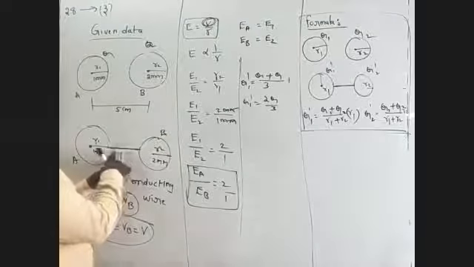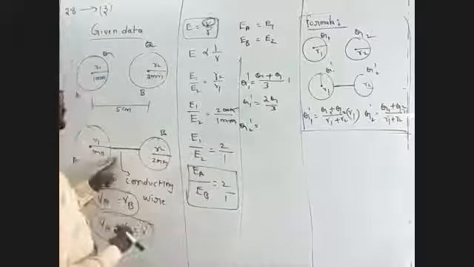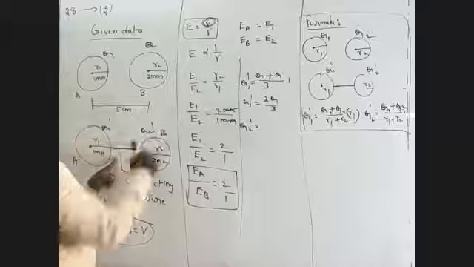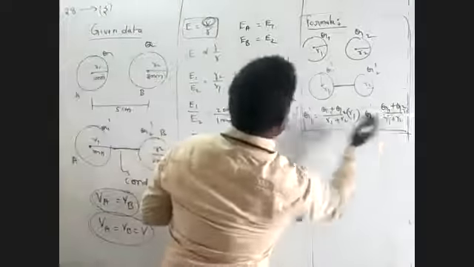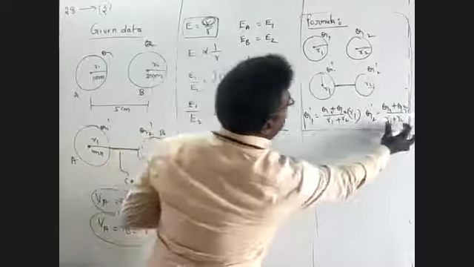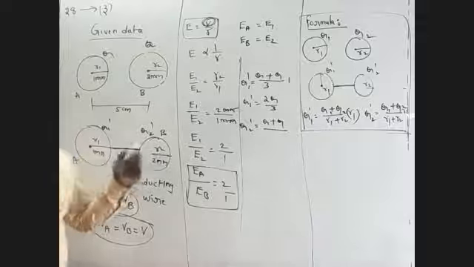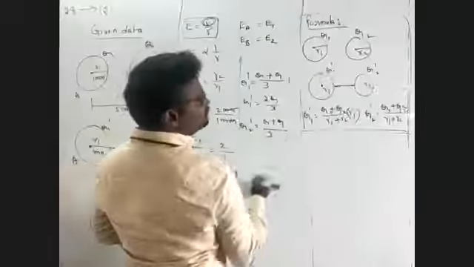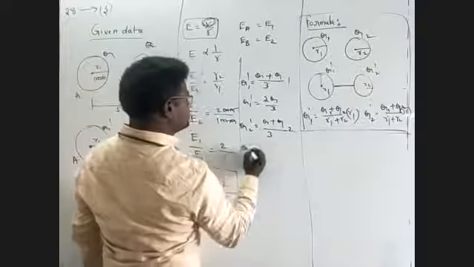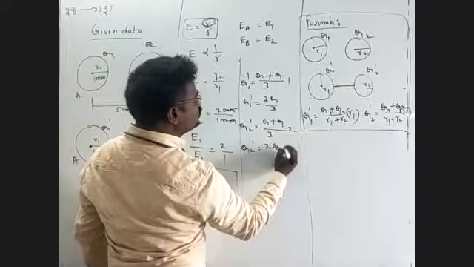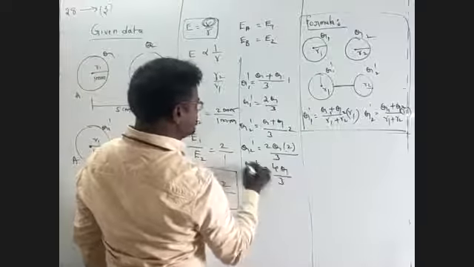2Q by 3, that is the Q1 dash after the wire is connected. Next, Q2 dash. What is the Q2 dash? Q2 dash is equal to Q1 plus Q2 divided by the radii R1 plus R2. R1 is 1 mm, R2 is 2 mm, total is 3 mm, into R2. What is the R2 radius? 2. So Q2 dash is equal to 2Q into 2 by 3, that is 4Q by 3. So this is the charge.